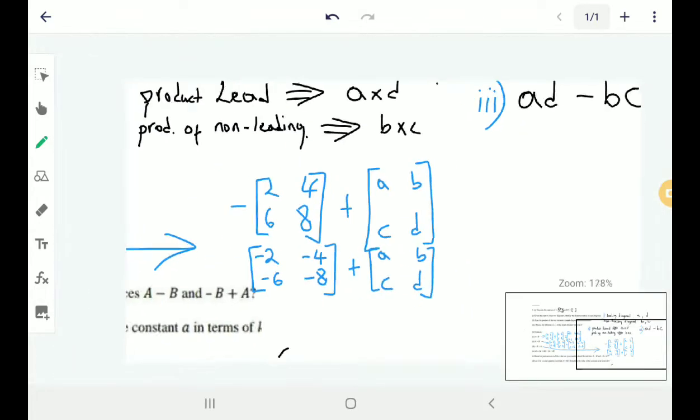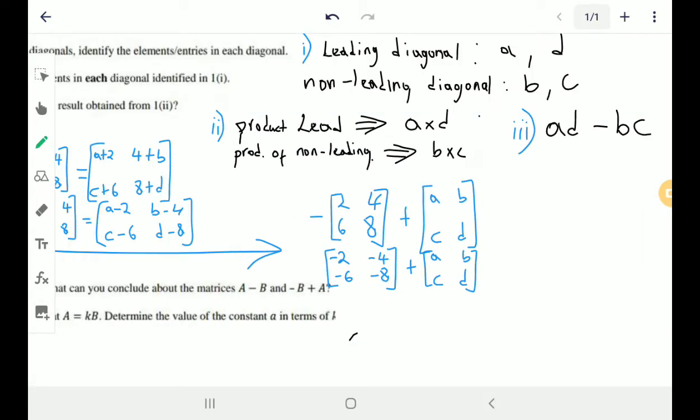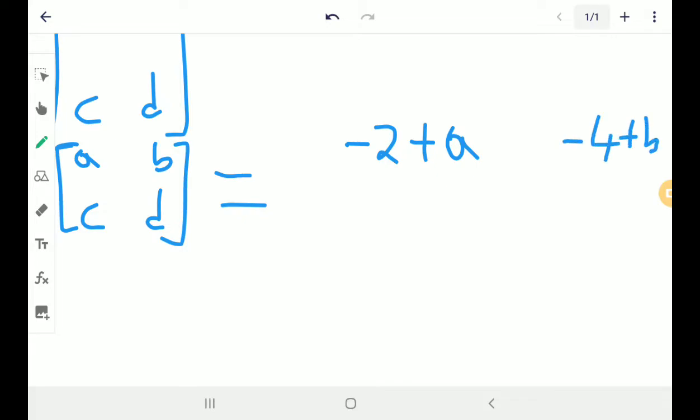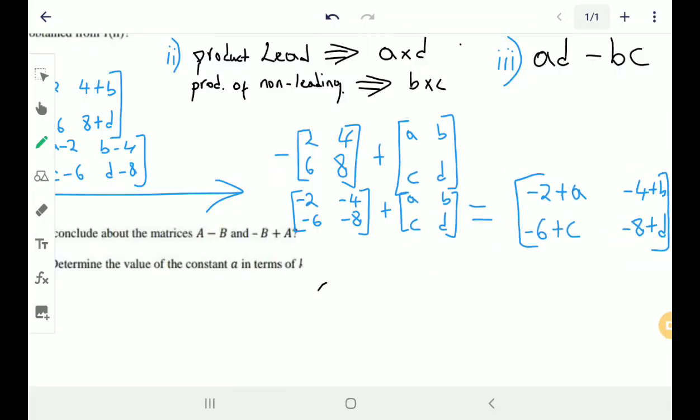And what would this result give us afterwards? This would end up being negative 2 plus a, negative 4 plus b, negative 6 plus c, and negative 8 plus d. Alright, so what's that?